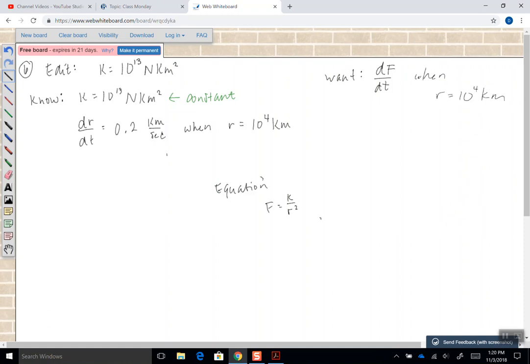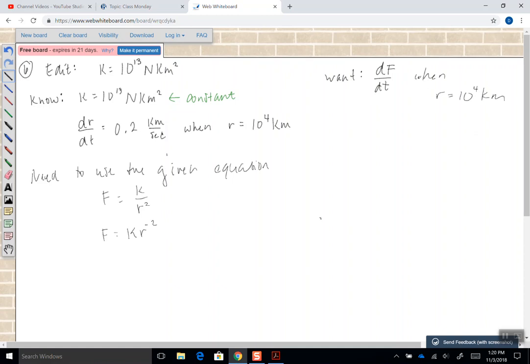Usually when I go through it, I'd say we need an equation, but the nice part about this one is it's already given to us, so we need to use the given equation: F equals k over r squared. If you think about it, this relates F and r. Our rates involve r and F, so that's a good equation to use. This is also equal to k times r to the -2. I did that so my derivative taking would be a little bit easier.